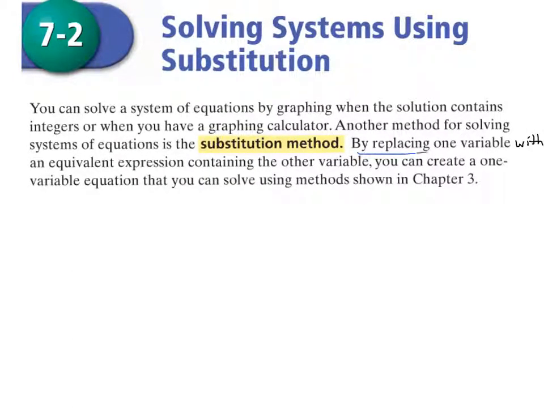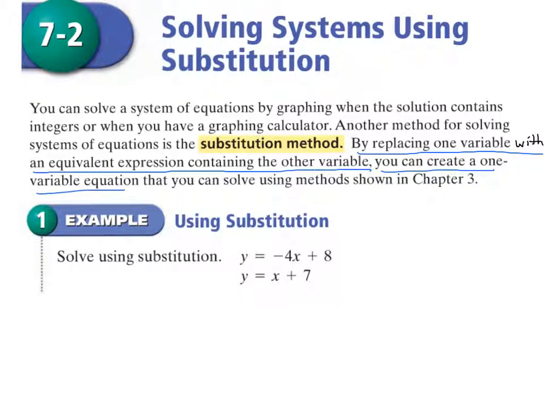By replacing one variable with an equivalent expression containing the other variable, you can create a one variable equation. This is important. You're basically taking an equation with two letters that you can't solve and getting an equation with one letter. And then you're just going to solve it like you did back in 6th grade. So let's start with an example.